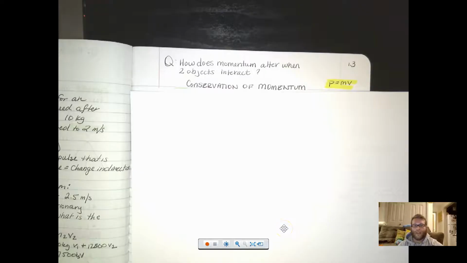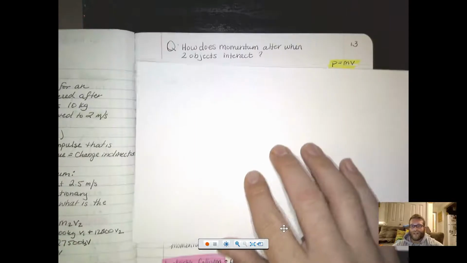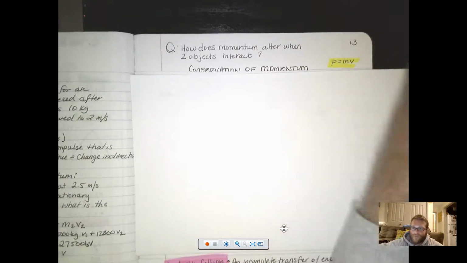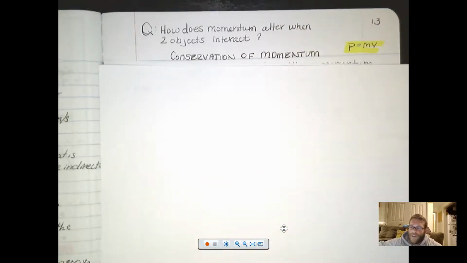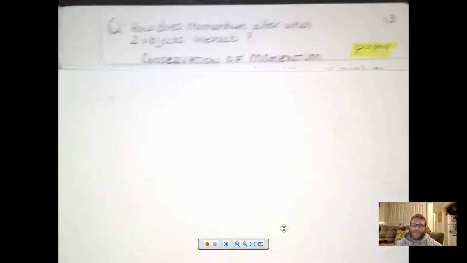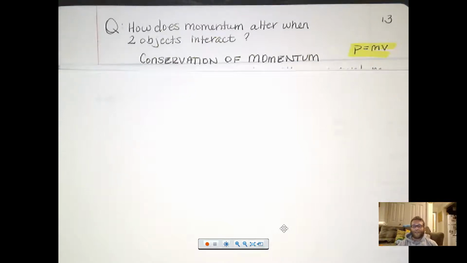All right, again, we're on page 13. Okay, so we're going to start up here with our title. All right, so in this case, we're going to title our notes Conservation of Momentum. Okay, and that's what we're going to be addressing today, is concepts related to momentum.